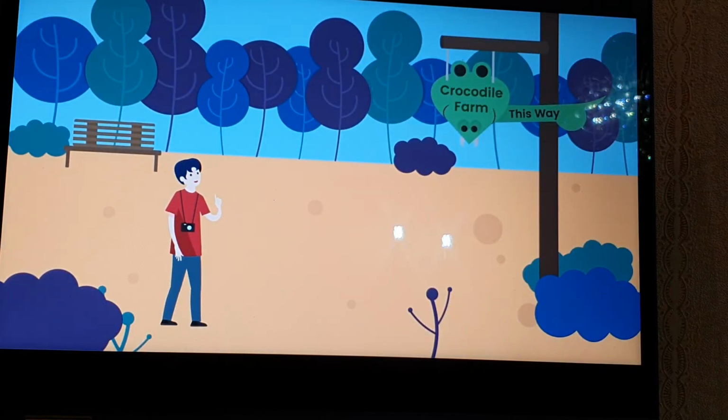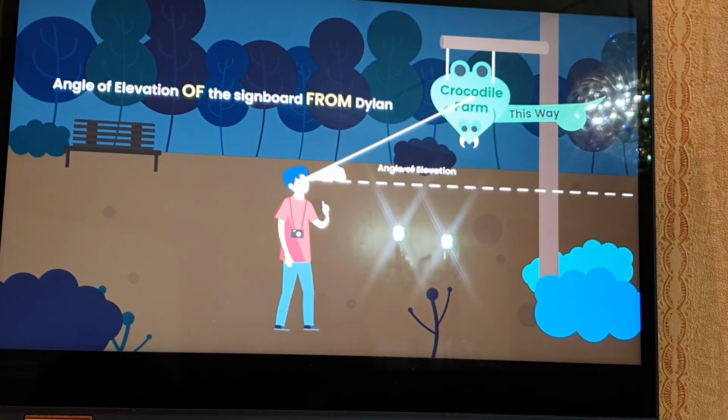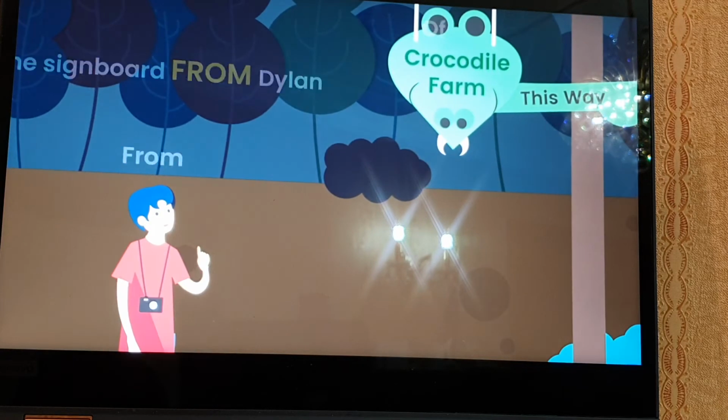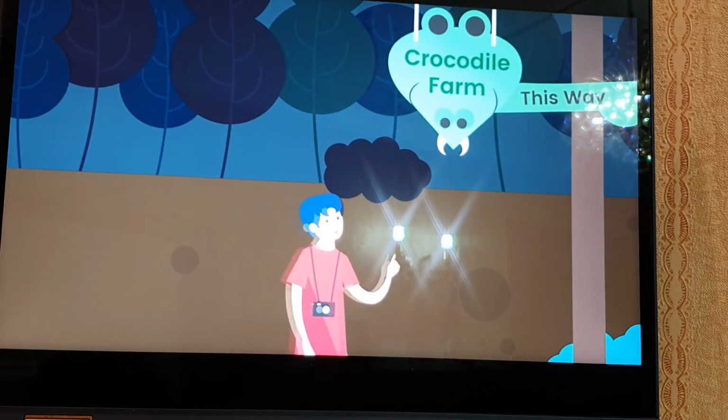Dylan cannot see the words clearly. He walks nearer to the signboard. The angle of elevation of the signboard from Dylan increases as he walks nearer to the signboard. There it is. The crocodile farm is over there. He walks to the crocodile farm.